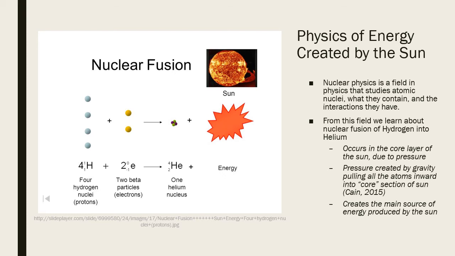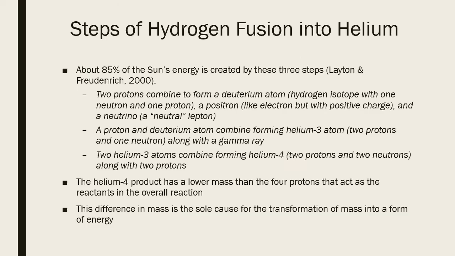The fusion of hydrogen to helium that we see in the core is the main source of energy produced by the sun. The picture here shows the main reaction that is between 4 hydrogen nuclei and 2 electrons, creating 1 helium nucleus, also known as a helium-4 atom, containing 2 protons and 2 neutrons. Energy is a leftover product from this reaction.